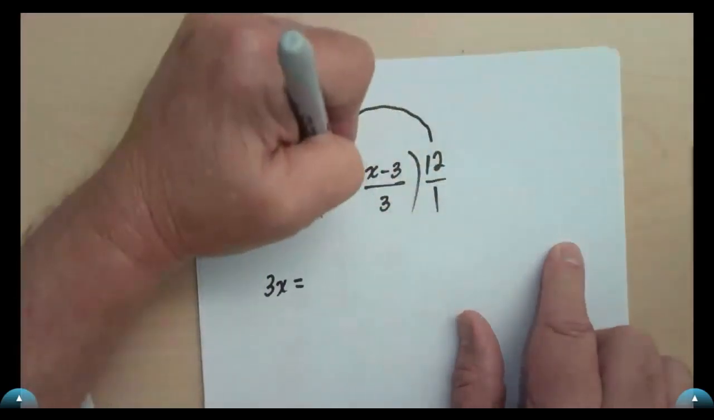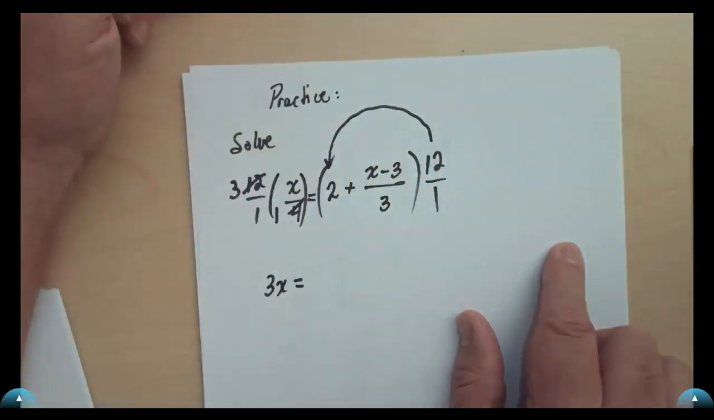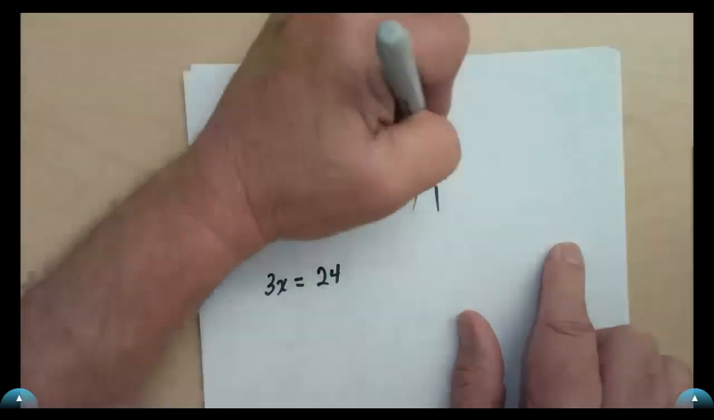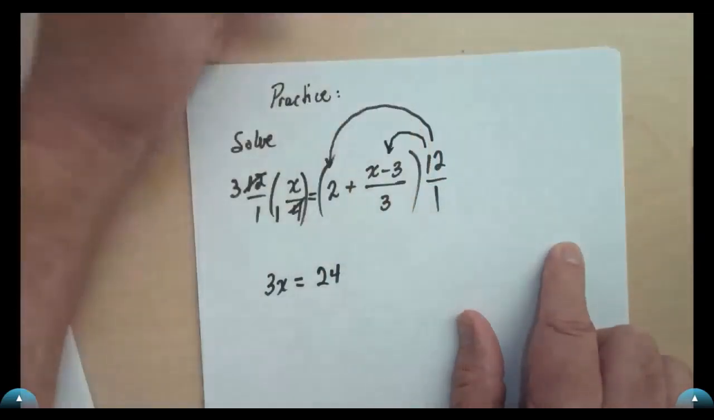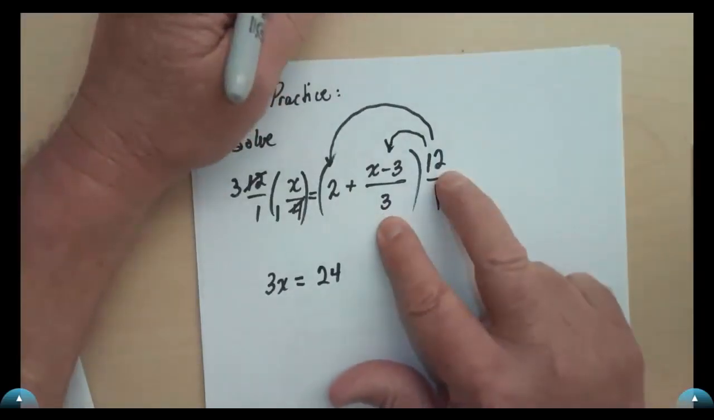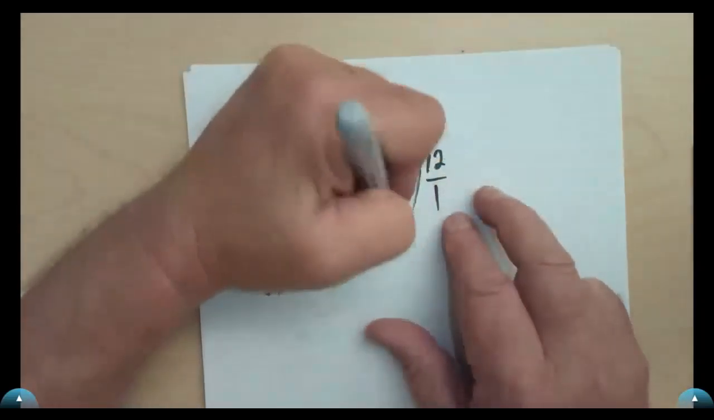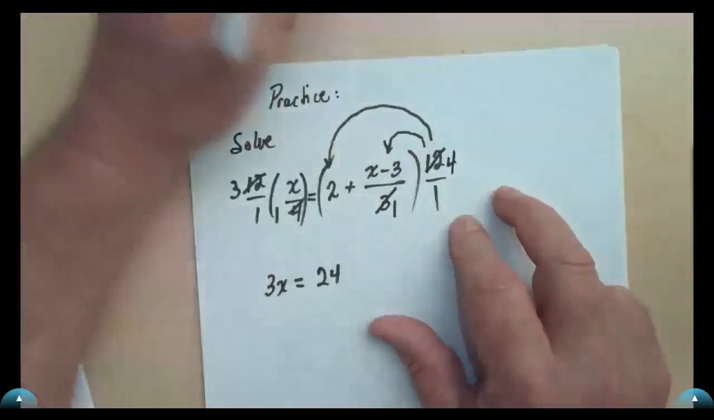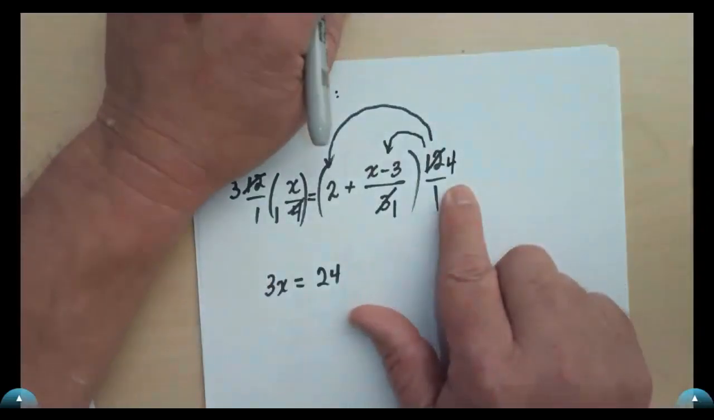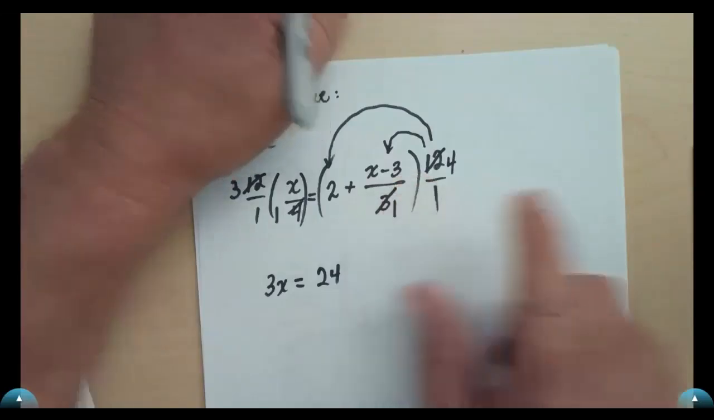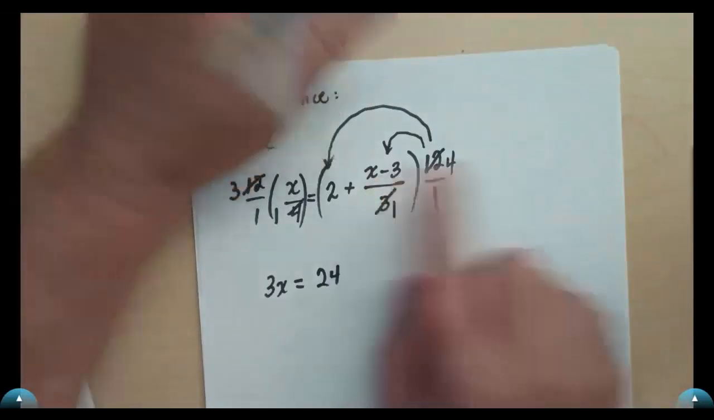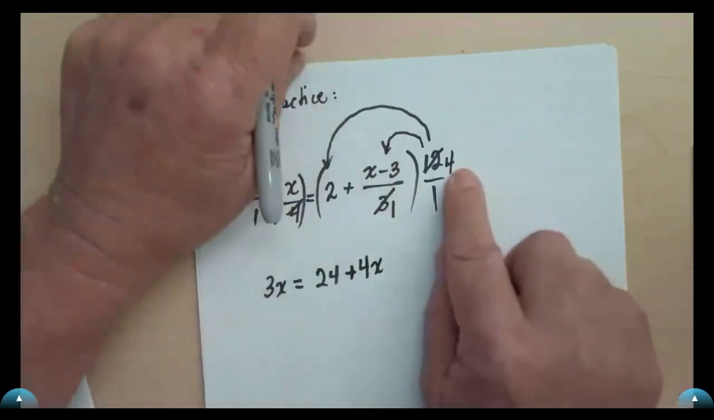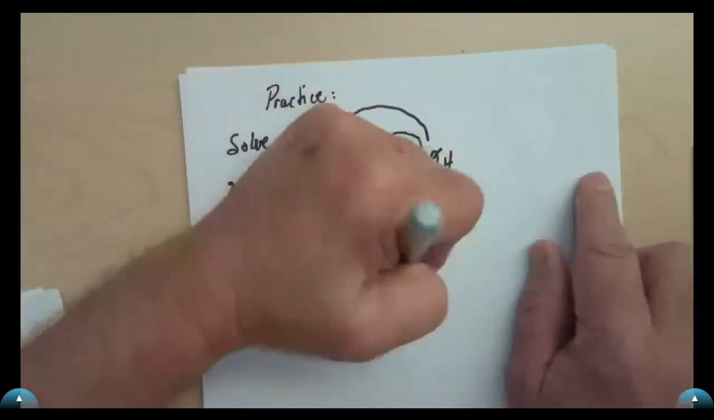We have to do 12 times 2, which is positive 24. And then we have to do 12 times that, but we can cancel a 3 on top and bottom. So 3 goes into 3 one time, 3 goes into 12 4 times. So I need to multiply 4 times x minus 3, distributing. 4 times x is positive 4x. 4 times negative 3 is negative 12.